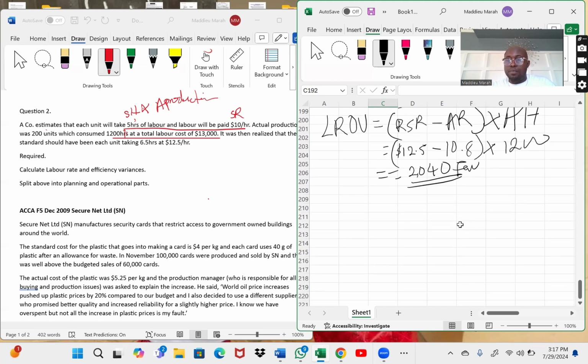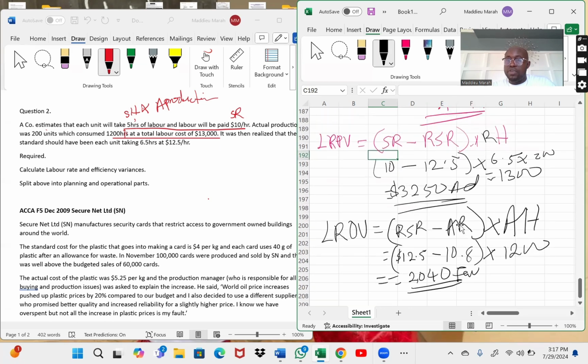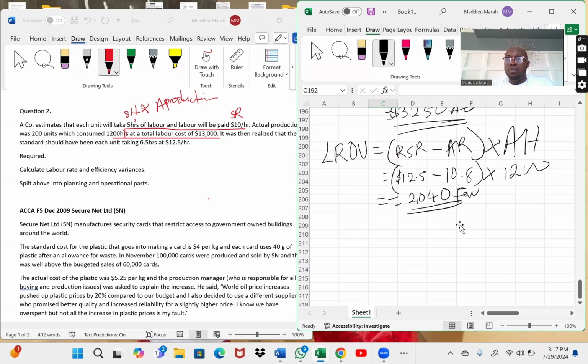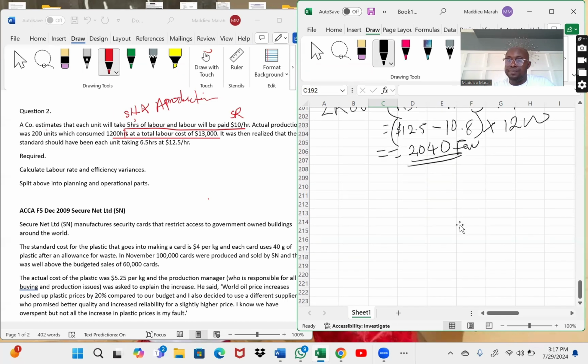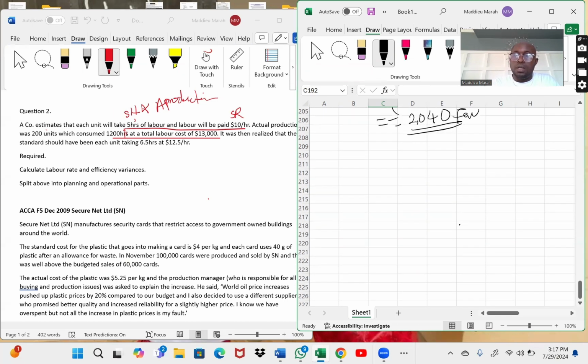Now we go to labor usage. We've done labor rates, planning variance, labor rates, operational variance. Now let's deal with labor usage planning and labor usage operational. Labor usage planning variance. We are dealing with labor efficiency. Sorry, not usage. Labor efficiency. So labor efficiency planning variance. What's our labor efficiency planning?